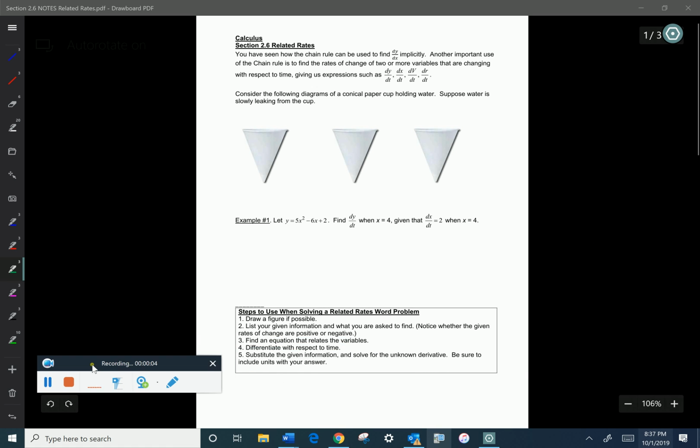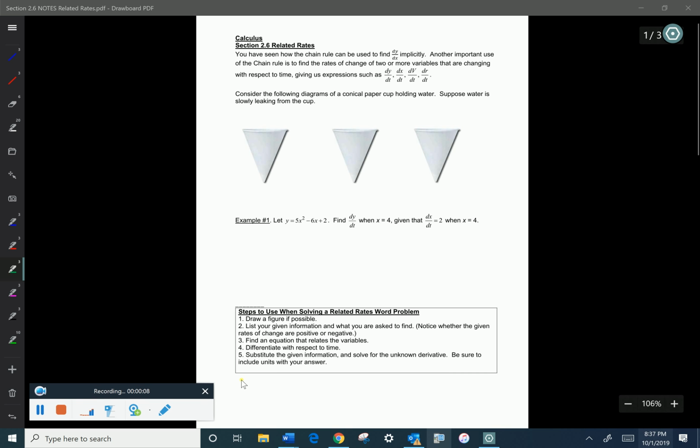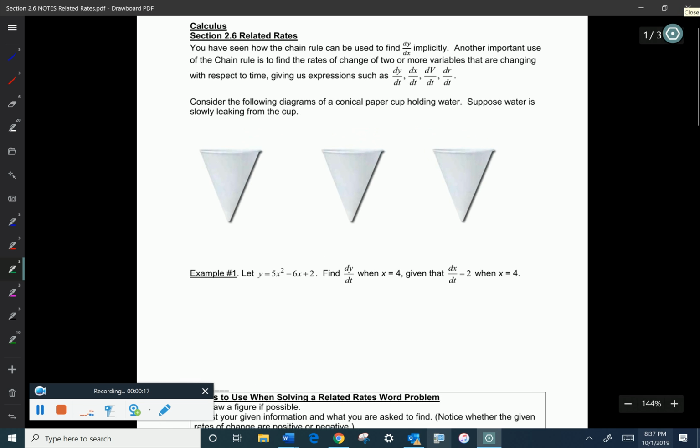Okay, this video covers section 2.6, which is all about related rates. And this is going to be kind of an extension of what we did last time in 2.5 with implicit differentiation. So take a look at the notes that I have here.